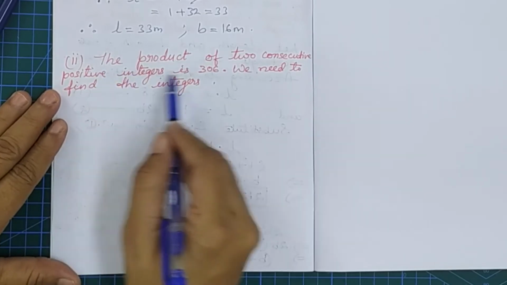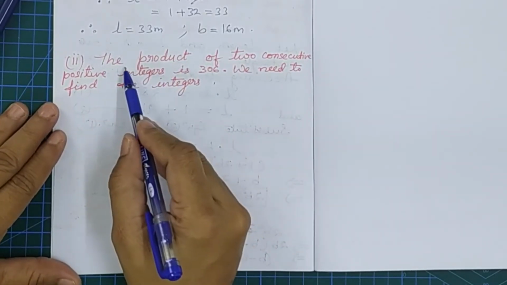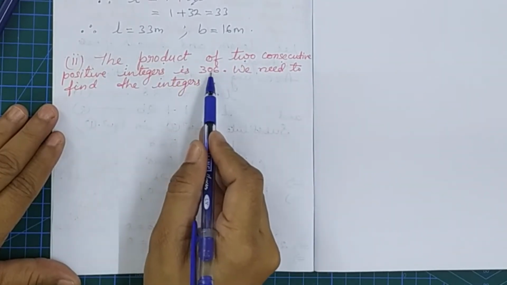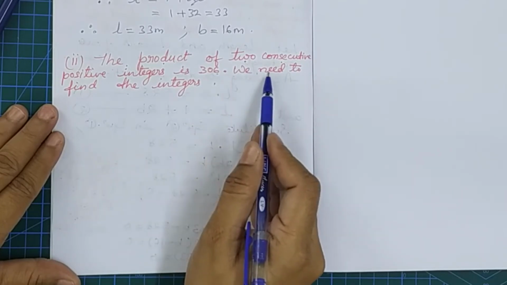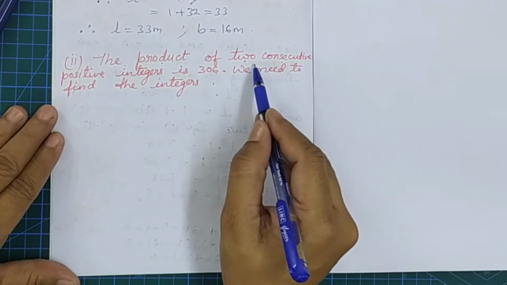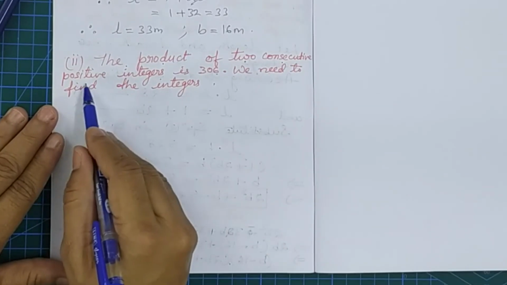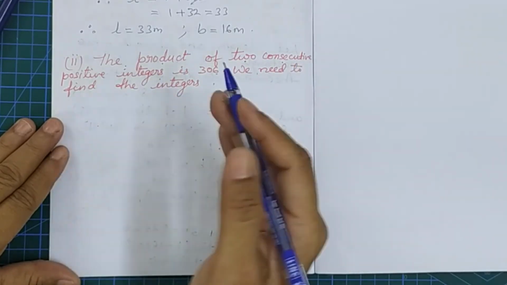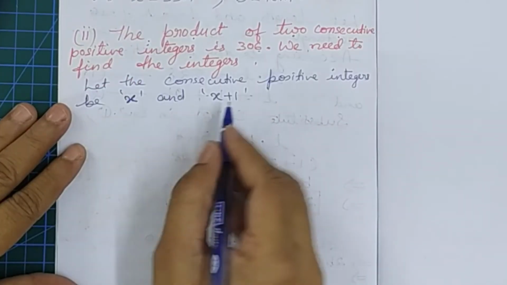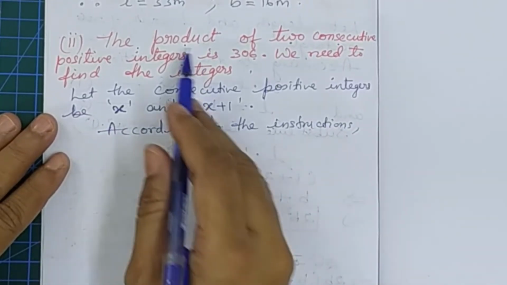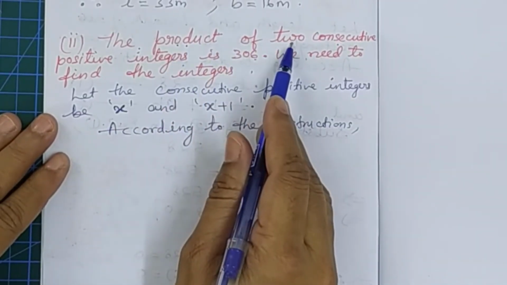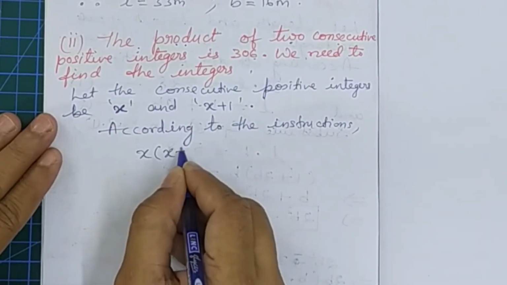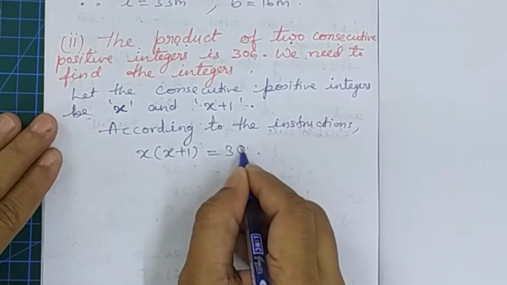Question's second bit. This is also a statement problem. The question is: the product of two consecutive positive integers is 306. We need to find the integers. What do we mean by consecutive positive integers? Consecutive means those which come one after the other, succeeding. So let the consecutive positive integers be x and x plus 1. According to the question, their product is 306. So x times (x plus 1) is 306.